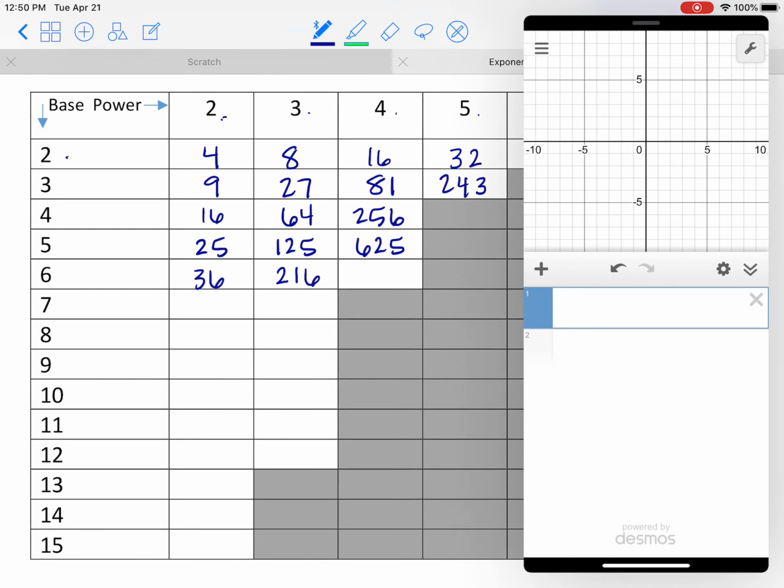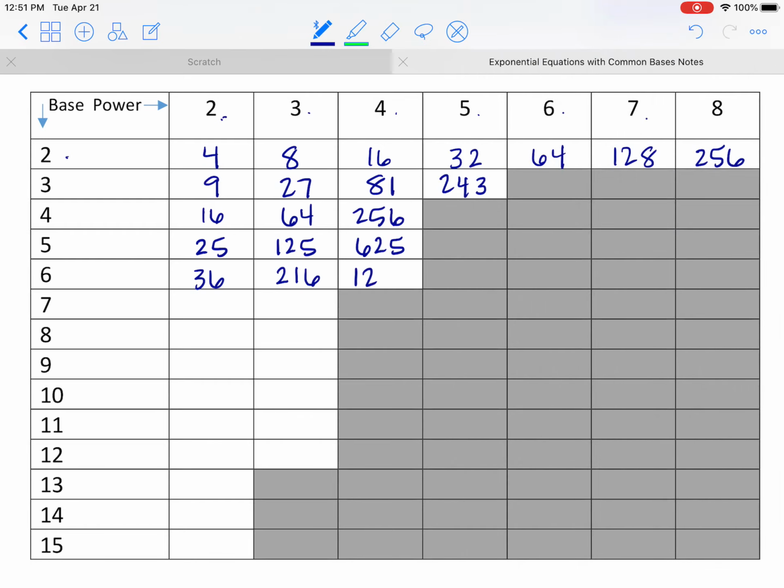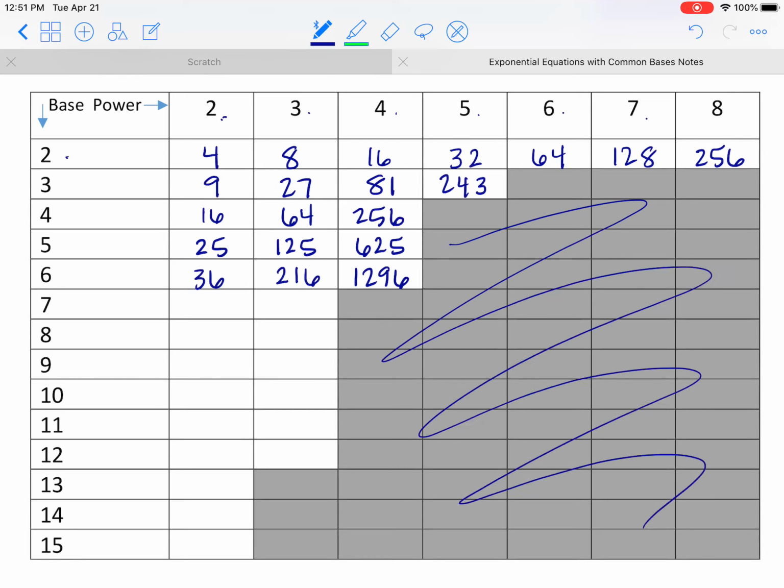6 squared is 36, 6 cubed is 216, and 6 to the 4th power, I do not know. 6 to the 4th power is 1,296. And all these areas that are grayed out here, they're just grayed out because, not that those powers don't exist, but they're not numbers that we encounter a lot. So what I'm filling into the table here are the ones that we would likely see. I don't even know that we would see 1,296 in a problem, but we definitely won't see any of these things that are grayed out.